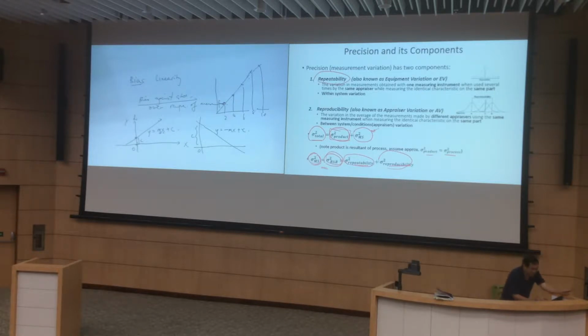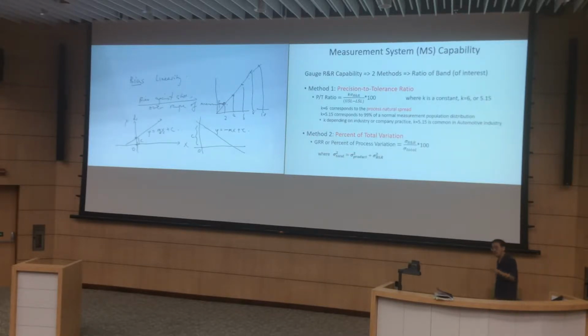Now, repeatability is also known as equipment variation, EV, or appraisal. Reproducibility is appraisal variation, AV. This is the AIAG term. But common in statistics, we call them repeatability and reproducibility. An important thing next, like our process capability, is that we always want a single number to tell us the thing we want to study, as a common language for benchmarking.